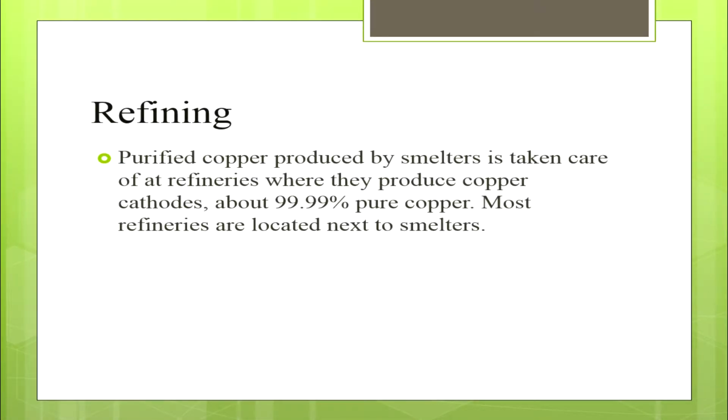Purified copper produced by smelters is taken care of at refineries, where they produce copper cathodes, about 99.99% pure copper. Most refineries are located next to smelters.